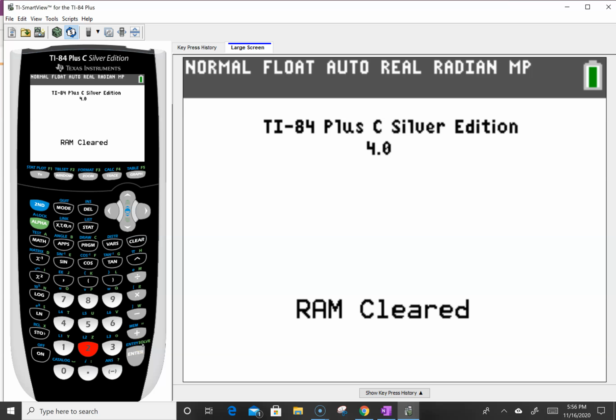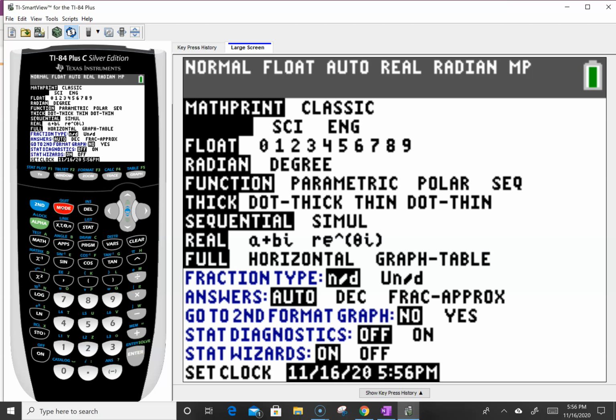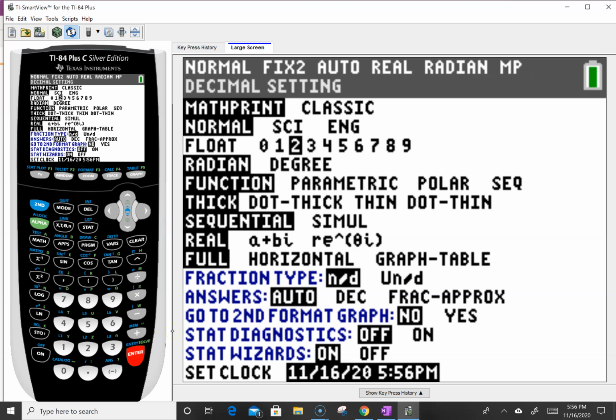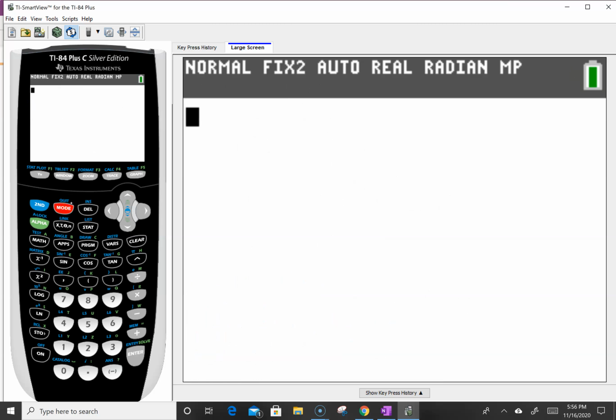Now, to do these problems, we adjusted the mode. We didn't want it to float and just keep rounding. We wanted it to round to the nearest 2 decimals. So we move the float over to 2 and hit enter. Now that we've done that, we can get out of that menu by hitting 2nd quit.